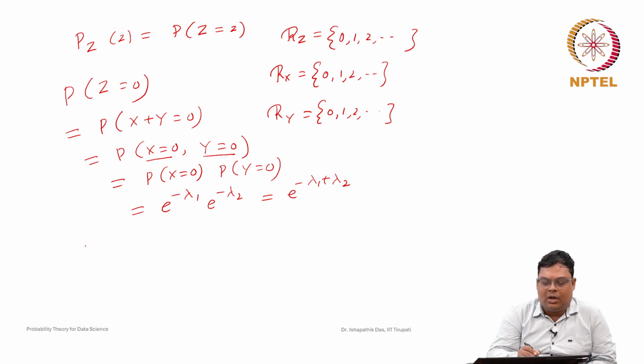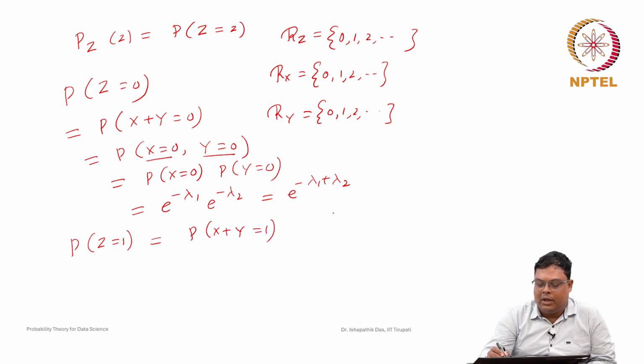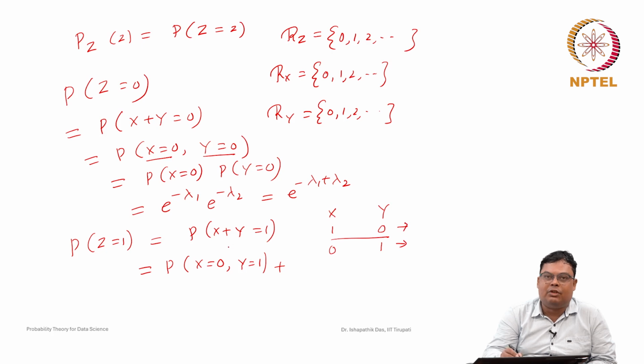Now, consider the probability of Z equal to 1. It is nothing but the probability that X plus Y is equal to 1. What are the possibilities that X plus Y can be 1? If X is 1, then Y has to be 0. If X is 0, then Y has to be 1, and no other values are possible to sum to 1. So, it is the possibility that X equal to 1 and Y equal to 0, plus the possibility that X equal to 0 and Y equal to 1, because these are mutually exclusive events.